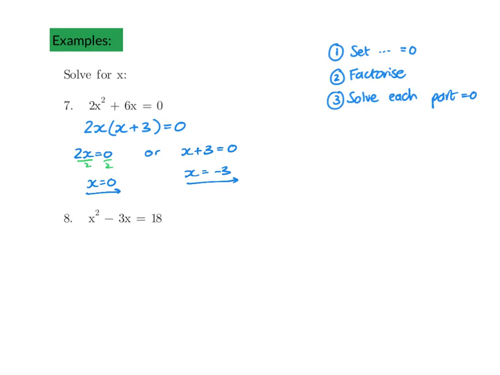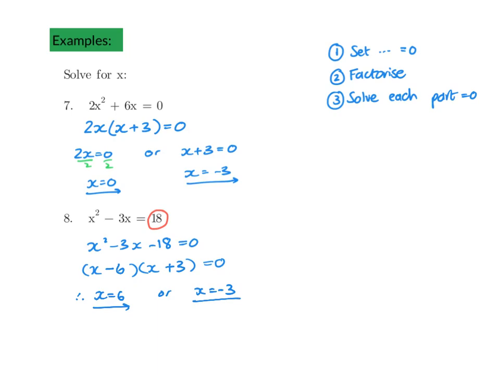In the next example, I don't have a 0 on the one side. So the first thing I must do is put everything on the one side of the equation. Minus 18 from both sides. Again, I can factorize x and x. 18 is 6 times 3, so it's going to be minus 6 and plus 3. Yes, that's right. And then, and this one I'll do quickly, I'm going to get x is 6, or x is negative 3. I left one of the steps out there.